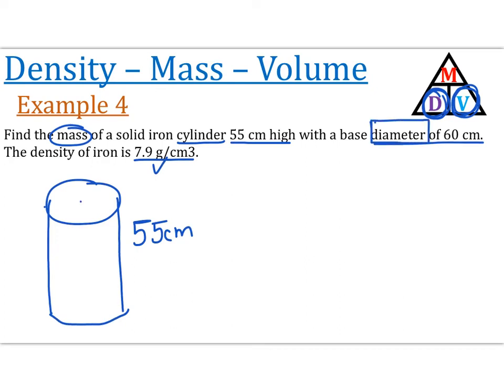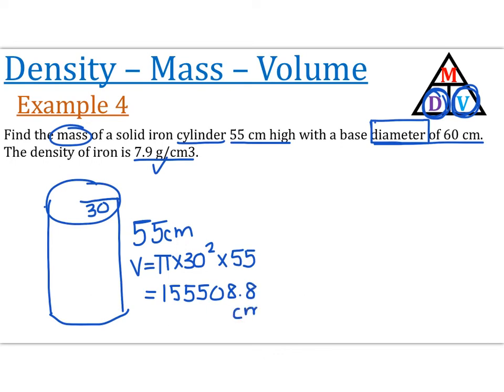Now I'm going to be honest, I don't want the diameter, I just want the radius, which is 30. Now I'm not sure if you remember how to find the volume of a cylinder. I'll tell you. You find the area of the circle, so that is going to be pi times by 30 squared, and then you times that by the height. So there's our volume. And again, I'm going to use my trusty calculator. Pi times 30 squared times 55 gives me a really big answer, 15508.8. So there's my volume in centimeters cubed.